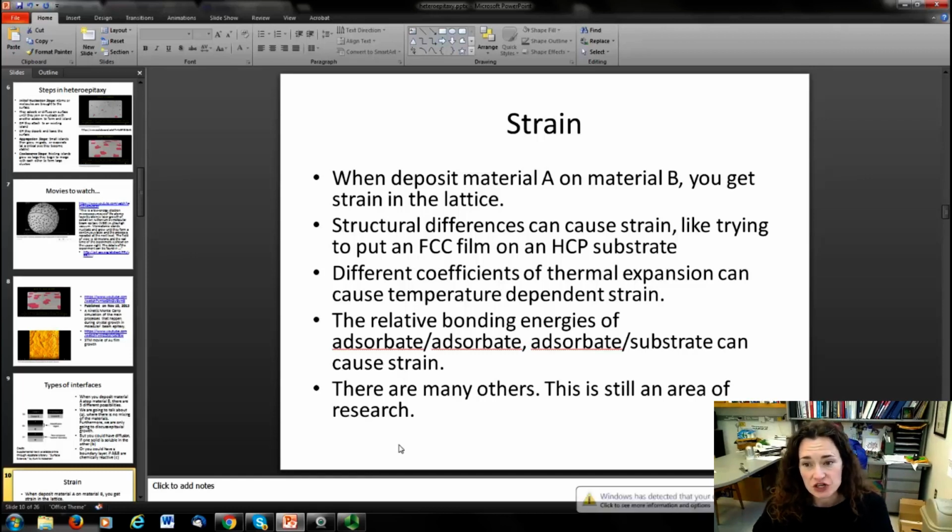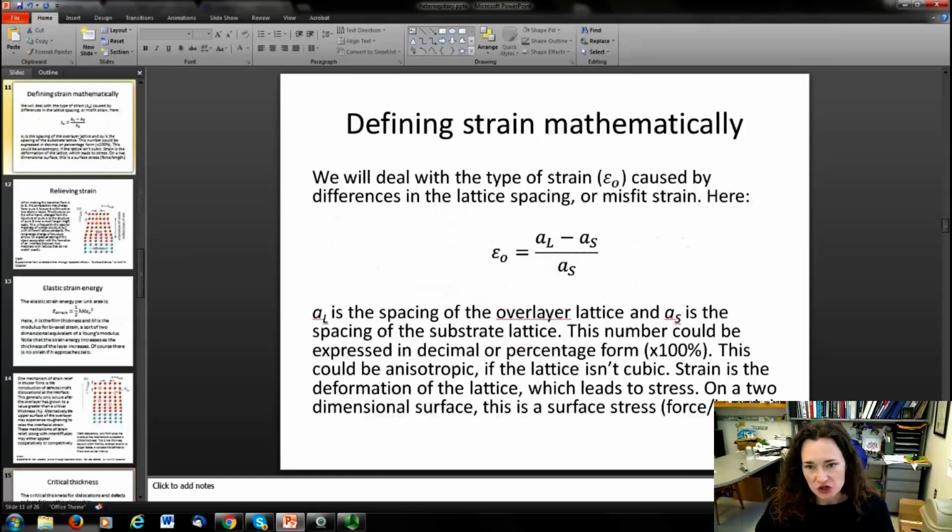You have different coefficients of thermal expansion that can cause temperature-dependent strain. If you have relative bonding energies of adsorbate and absorbate, or adsorbate to substrate, then that can cause strain. And there are a lot of other reasons that can cause strain too. This is still an area of research. There are papers being published probably just this week on simulations of MBE or new ways to deposit, new techniques, new treatments. So let's define strain mathematically.